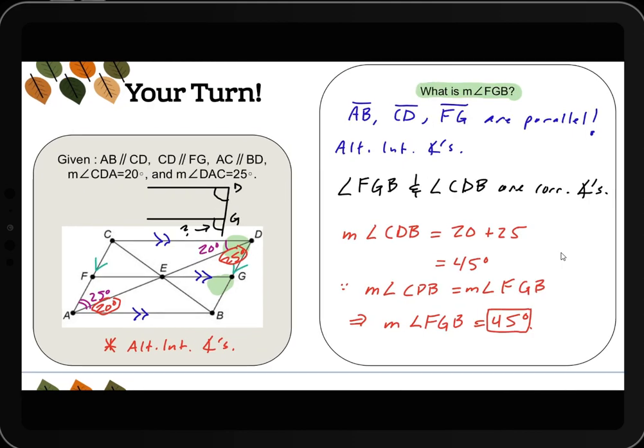Okay, so we now know the measure of angle FGB, and in this case I'm somewhat hand waving a little bit here because I mentioned that those two angles are 20 and 25 because they're alternate interior, and they are alternate interior. But the reason we're able to say that is because of the alternate interior angle theorem. So we're justifying a lot of these things using those parallel line theorems or postulates, or using the angle properties, which is what this lesson's about.